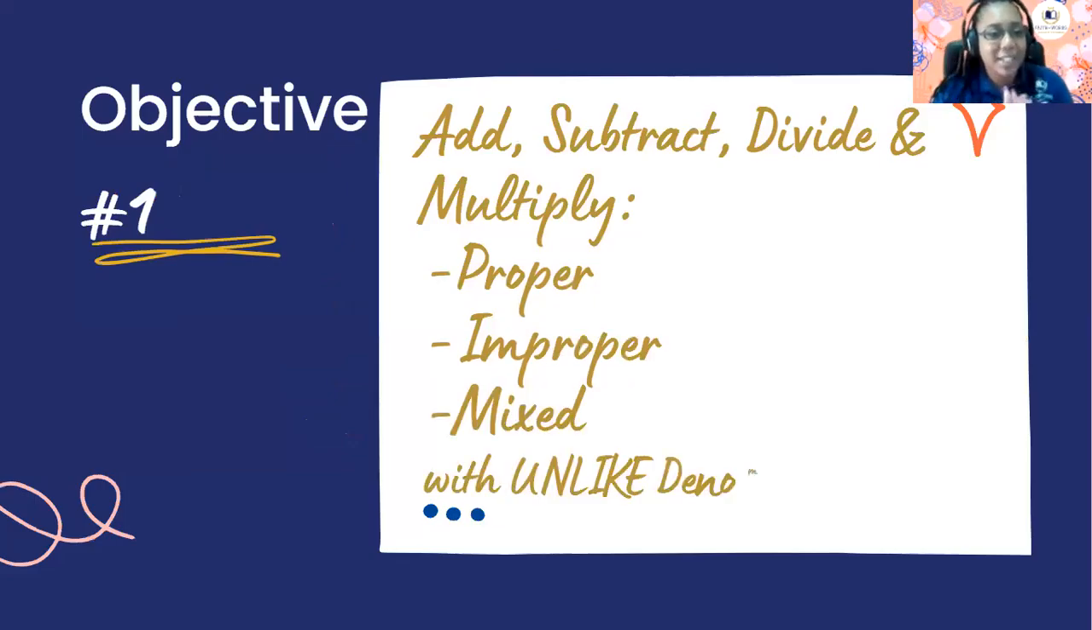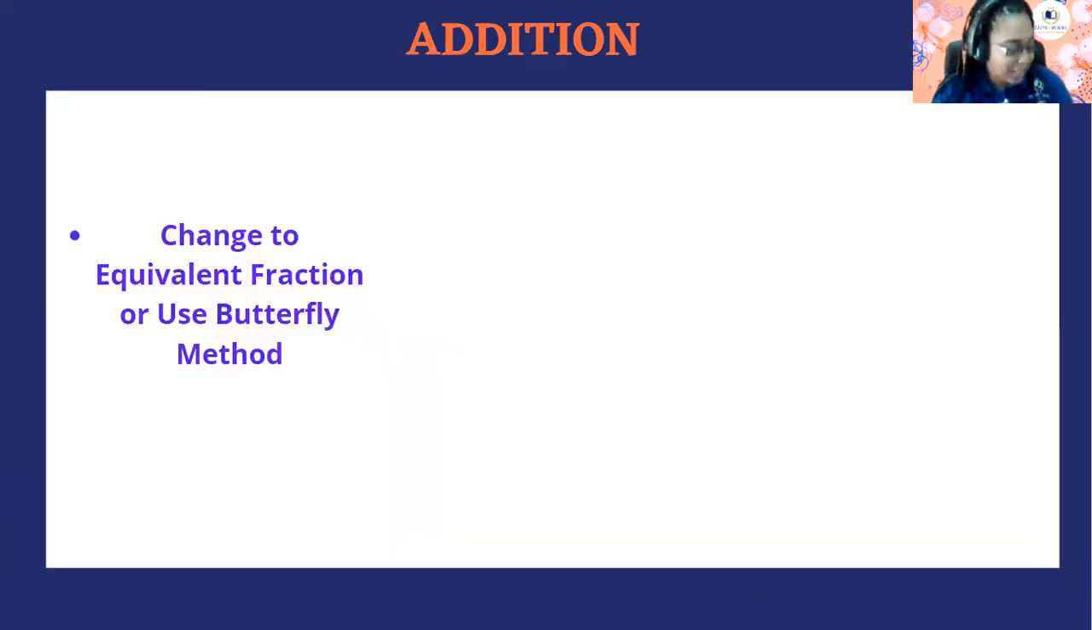We're looking at our first objective: to add, subtract, divide, and multiply. We have different types of fractions, so we need to know how to do it when we get a proper fraction, an improper fraction, or a mixed number. Let's head into the first example. You're going to take down this note here: addition, change to equivalent fraction, or use the butterfly method. We're going to look at one example.